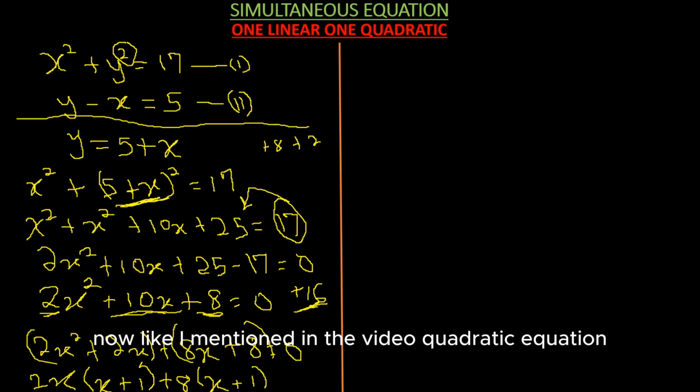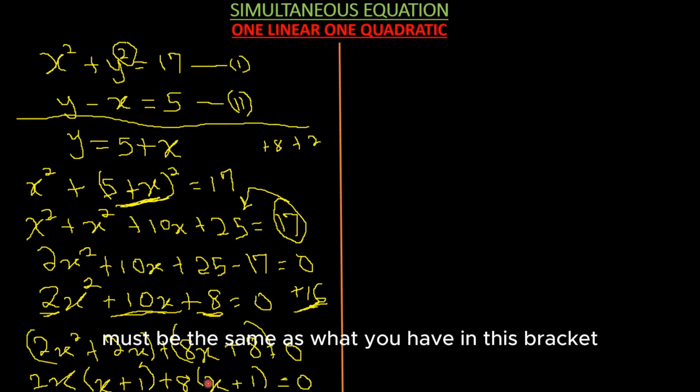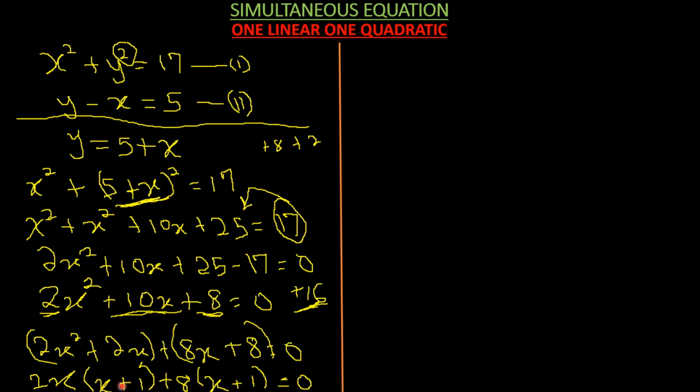Like I mentioned in the video of quadratic equation, when you get to this spot, what you have in this bracket must be the same as what you have in this bracket. That shows you are on the right track. Without forcing it, the two brackets must be the same, which we have experienced here. So this gives us the two numbers outside the bracket: 2x plus 8 equal to 0.